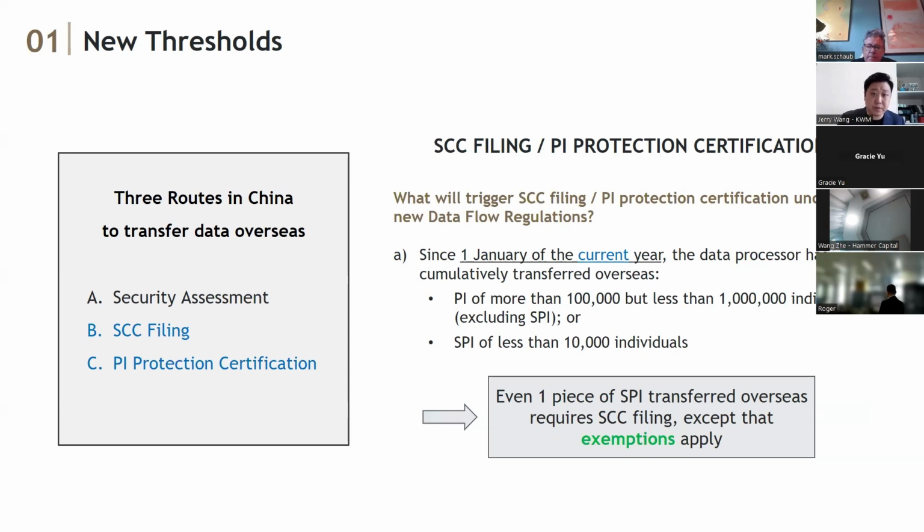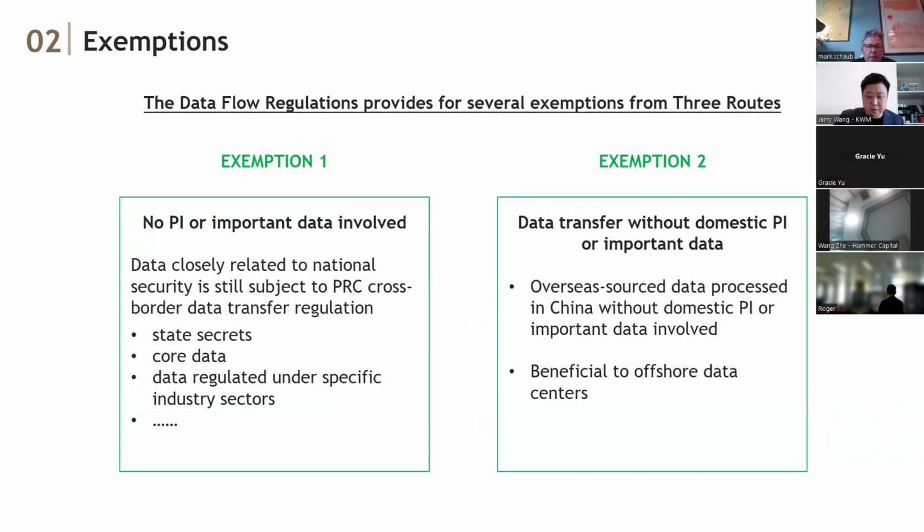Okay. So moving to the next page is about the key points, because the new rules this time started to provide exemptions. The first exemption is that if no personal information or important data is involved in the cross-border transfer, then the so-called three rules, the security assessment, the SEC filing, and the certification, would not be triggered.